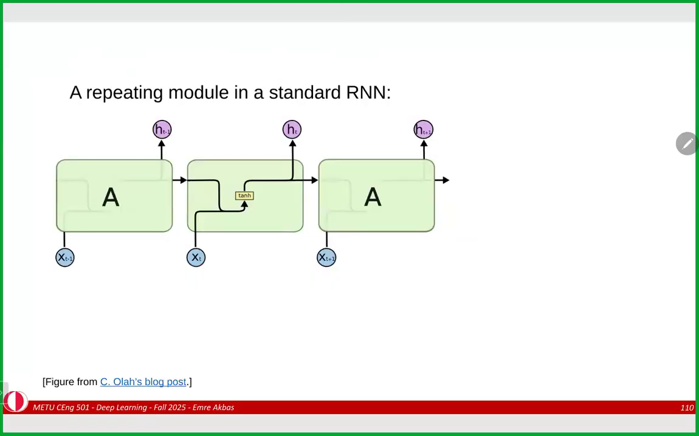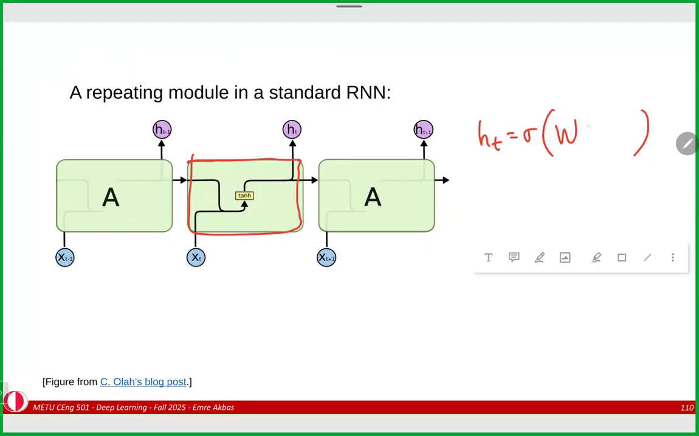Okay, so the same idea applied through RNNs. So in a standard RNN, a repeating module is here. The computation carried out is h_t, the hidden state, is some nonlinearity, let's use sigmoid, of some parameter times the current input with the previous hidden state. Something like this. This is what a standard RNN does.